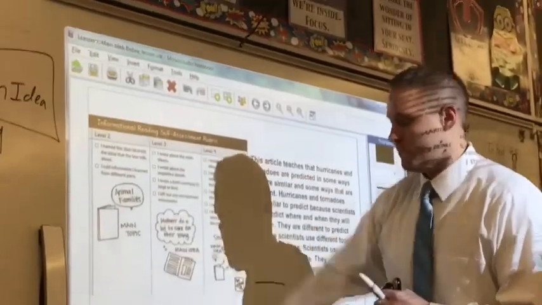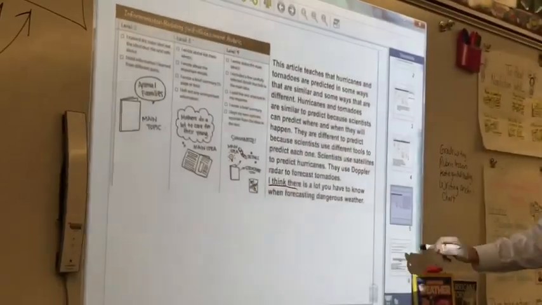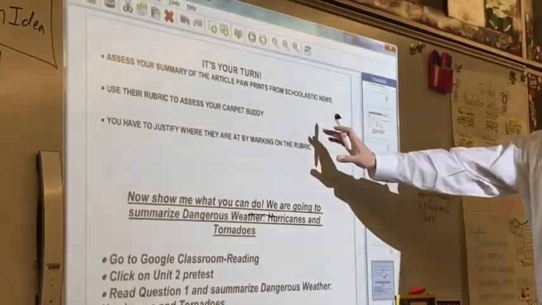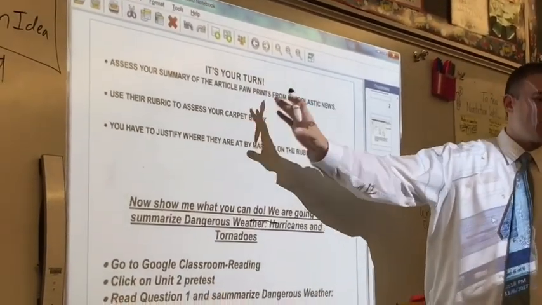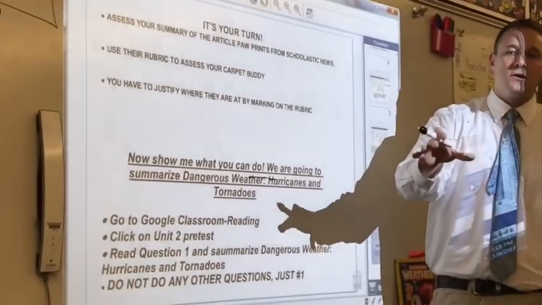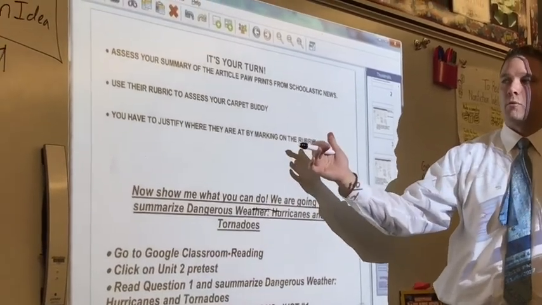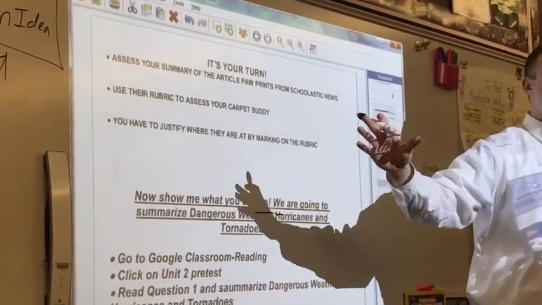Okay, awesome. Now, here's what I would like you to do. Hopefully, now you can see what it's like to look at 4s. I want you, with your carpet buddy, to use your article that you wrote with paw prints. And you and your buddy are going to assess each other based on your rubric. And you're going to let them know where they are at.